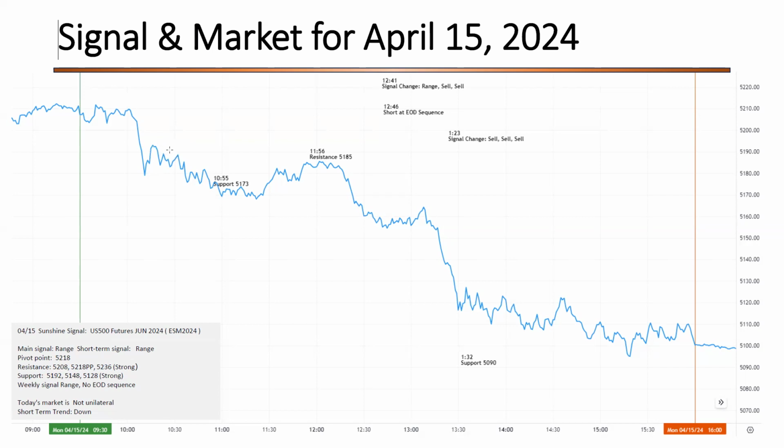So here, you have two choices. You can try a short here with a stop either above 51.92 or above the current day's high, probably around 52.03 area. And here the market updates to show a support level at 51.73. At this point, we're now looking to short bounces.